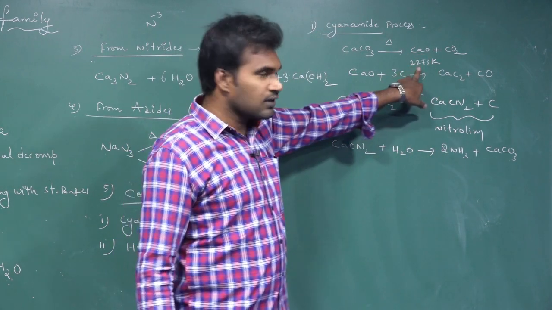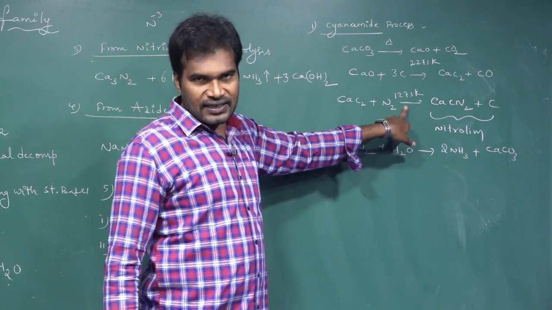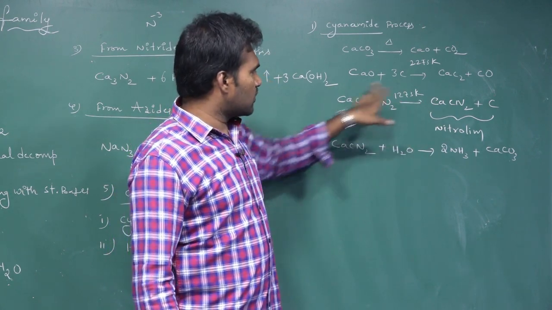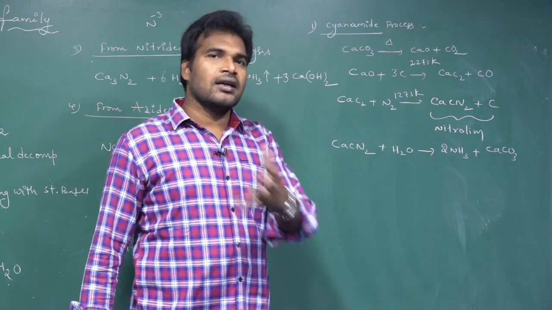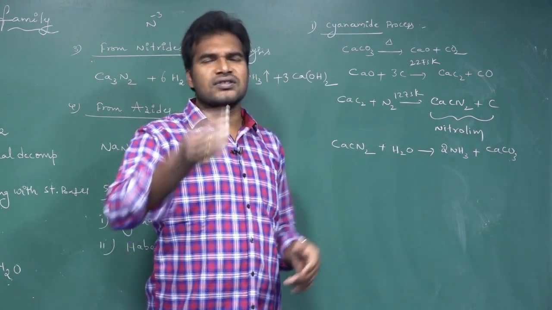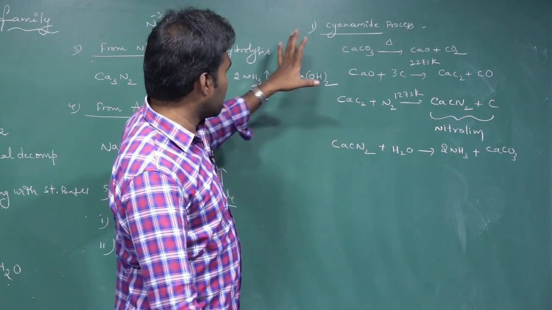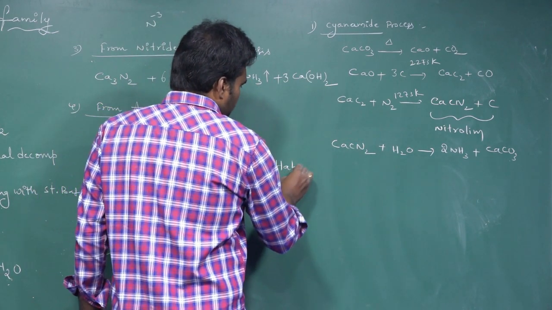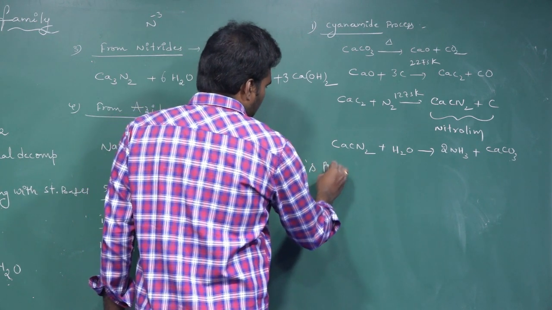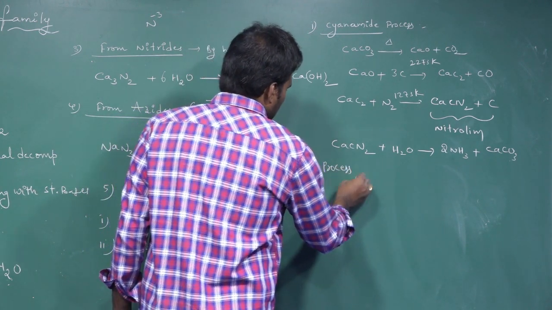Okay, here 2000 degrees Celsius, here 1000 degrees Celsius. So in the third step we can also use CaF2 or CaCl2 as a catalyst. Why? Because they promote the rate of reaction. So this is about the cyanide process. The second one is about Haber's process.